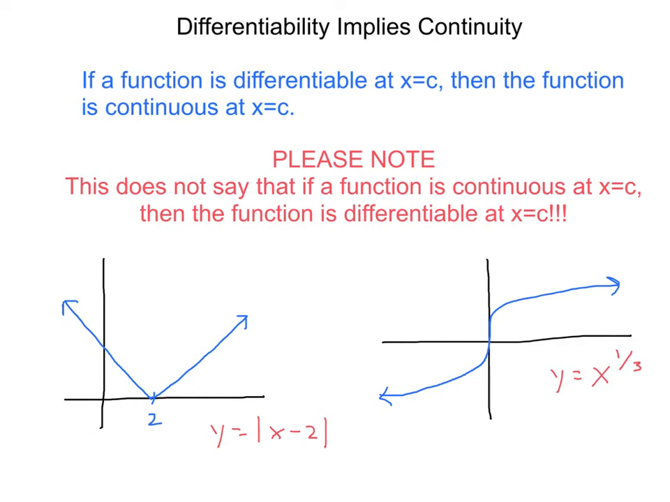In this situation, with this absolute value symbol, what's occurring at 2 is called a cusp, or sometimes our book even calls it just a sharp turn. Anytime you have a corner or a cusp, the derivative does not exist at that point. The other place where the derivative doesn't exist, even though the function is still continuous, is at this graph where we have y equals x to the 1/3 power, or the cube root of x.